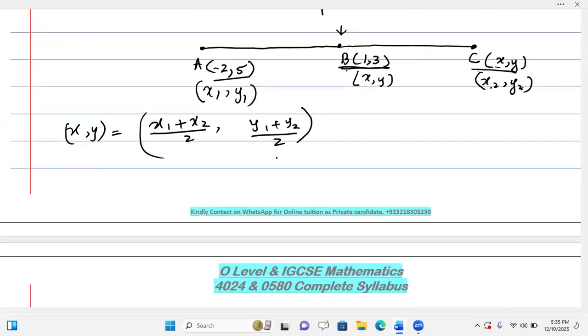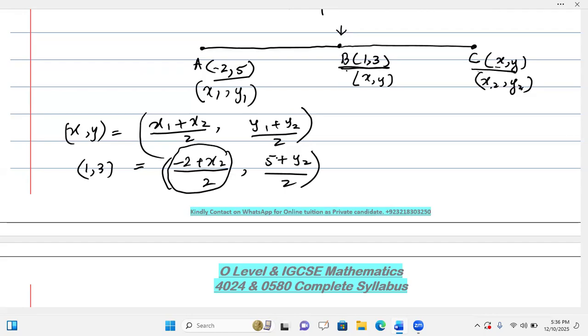So 1 comma 3 is given, and (x1 + x2)/2, where x1 is -2 given and x2 is not given, comma (y1 + y2)/2, where y1 is given as 5 and y2 is not given. So it is the form which you have made by using your formula. Now the x part is equal to your 1 and the y part is equal to your 3. So let's take it for this.